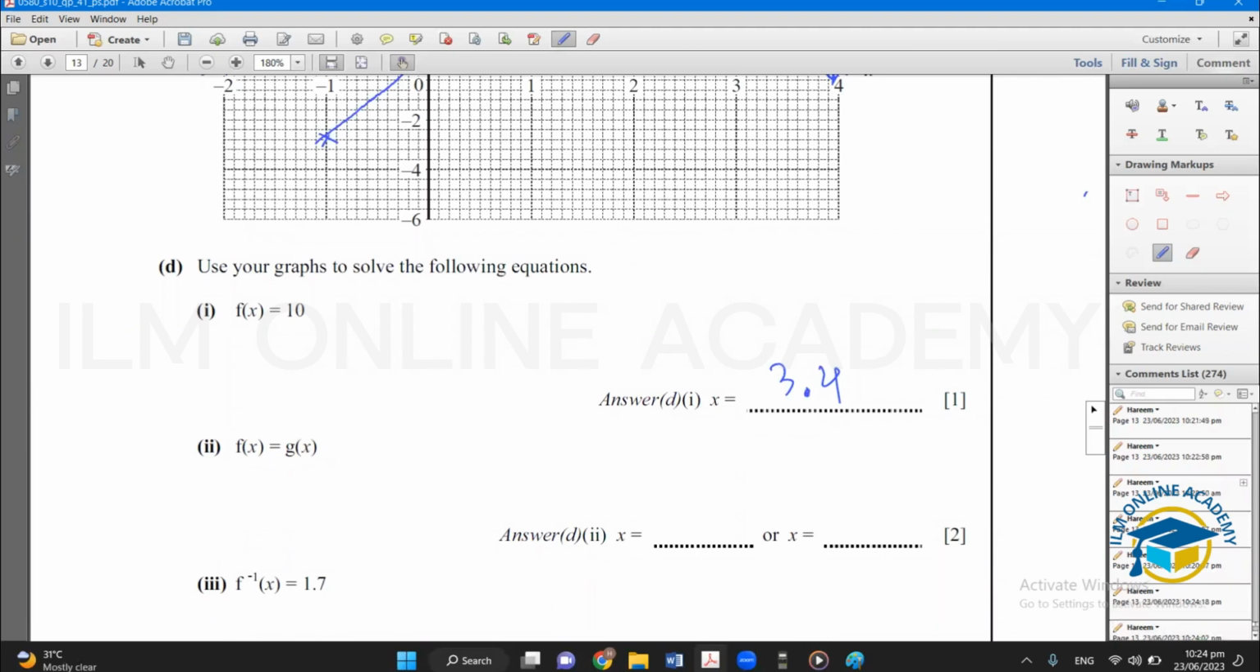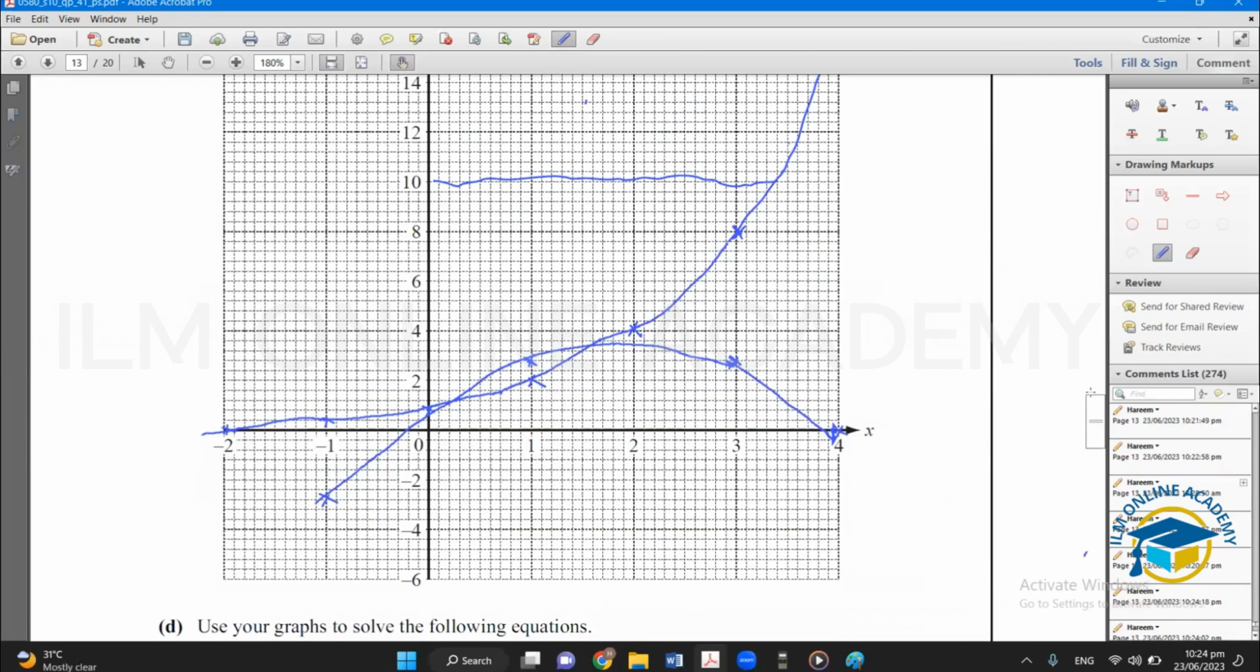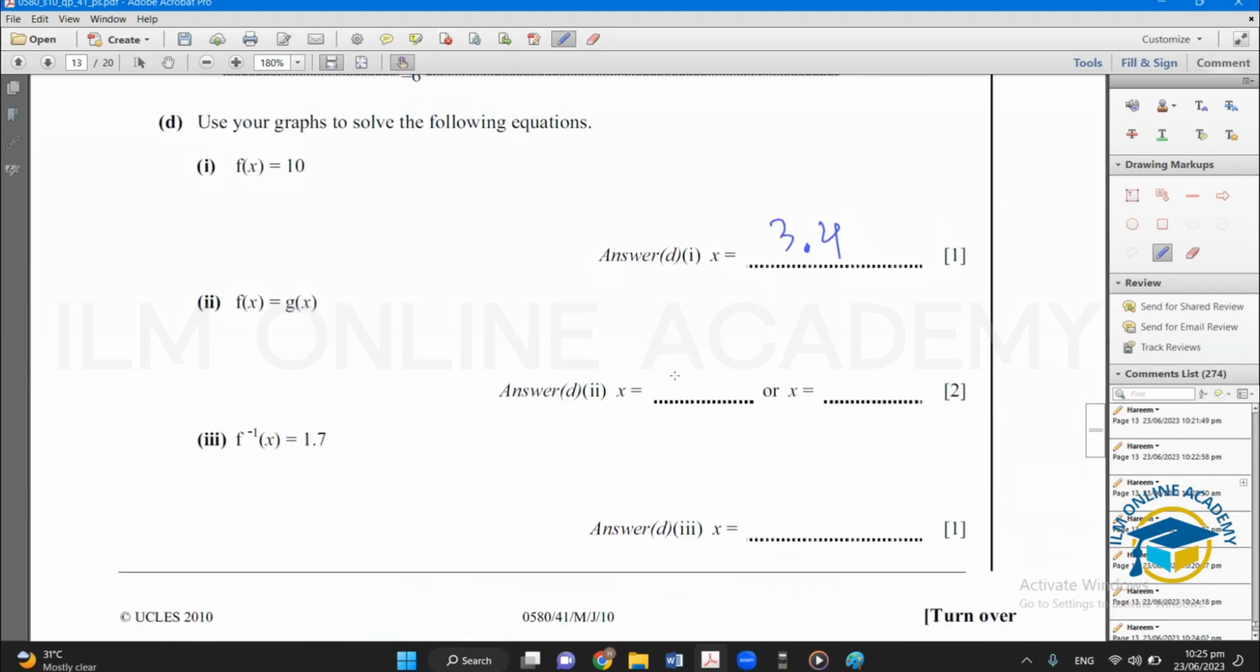So where is f of x equal to g of x? If we look at our graph, f of x equals g of x here and here. So it is like 0.1, 2 and 3, 0.3 and 1.6, I guess. Yes, 0.3 and 1.6.